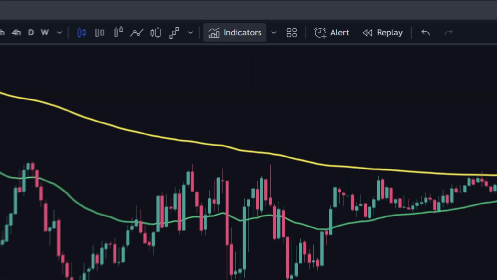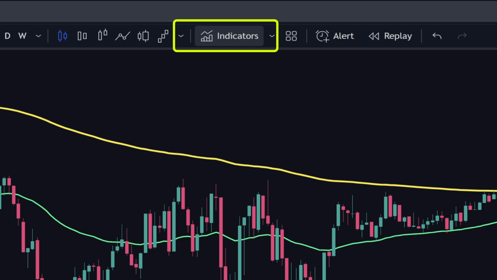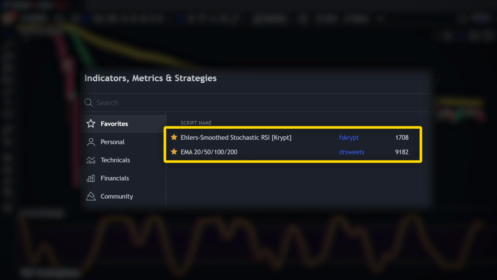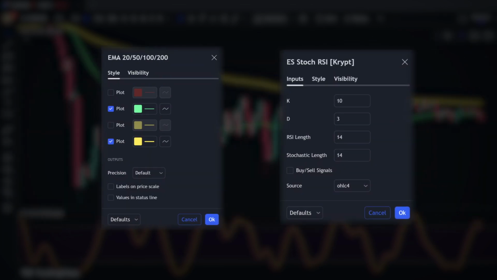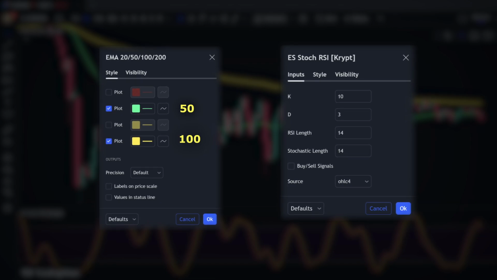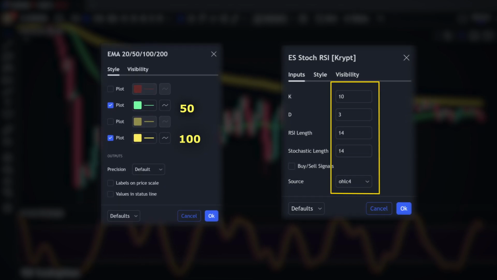First, go to TradingView and navigate to the indicator section. Search for the indicator, or use the link provided in the description for these 2 indicators. Customize them to your liking and set the EMA to 50 and 100. For the Stochastic RSI, use the following settings.